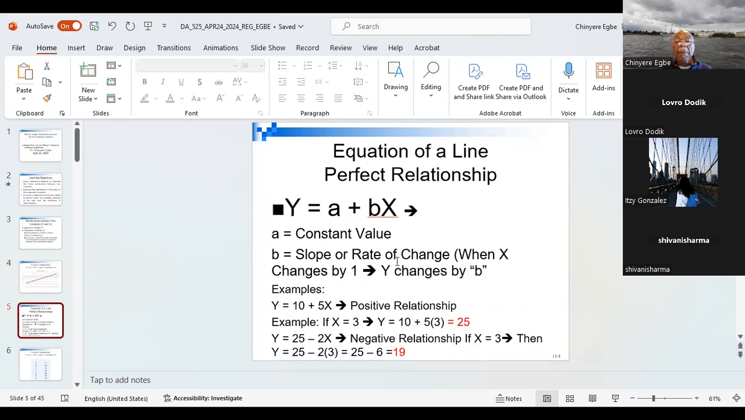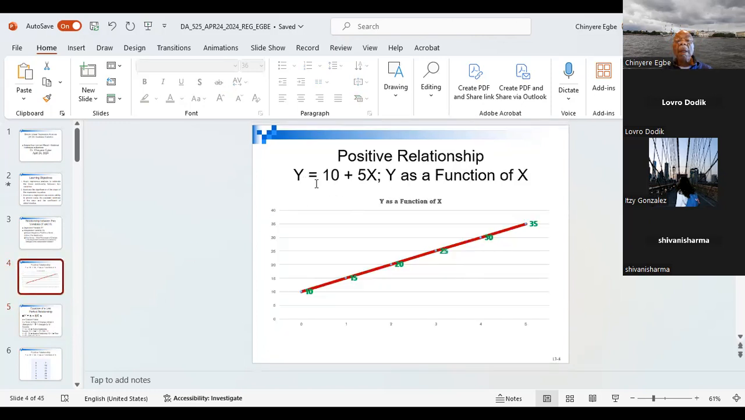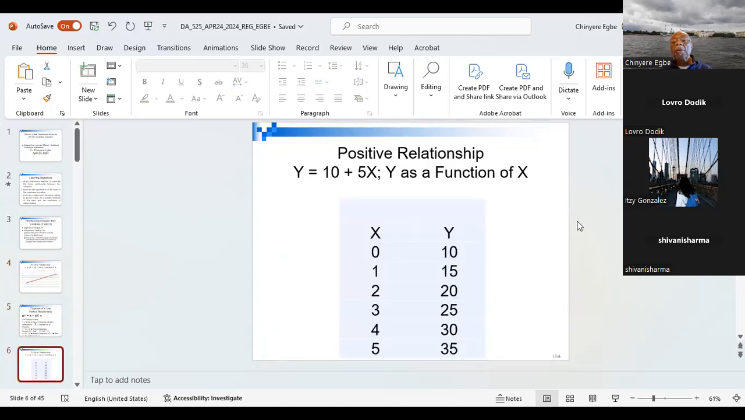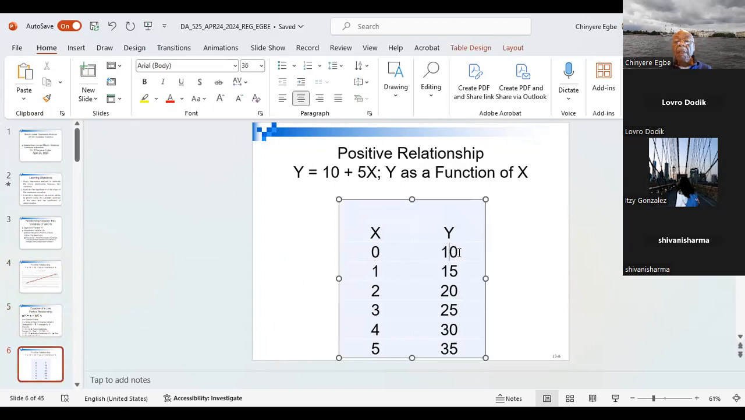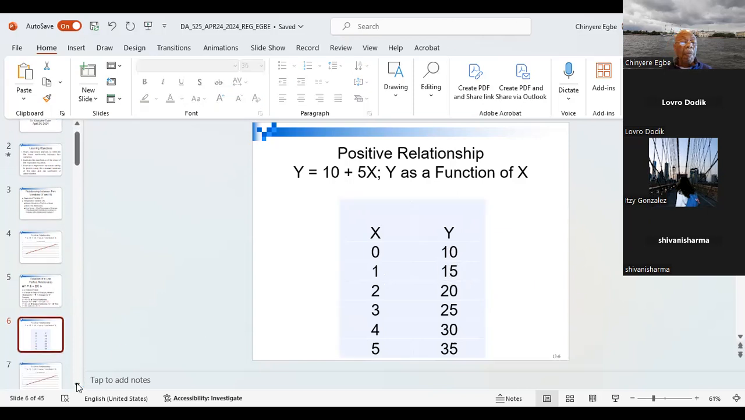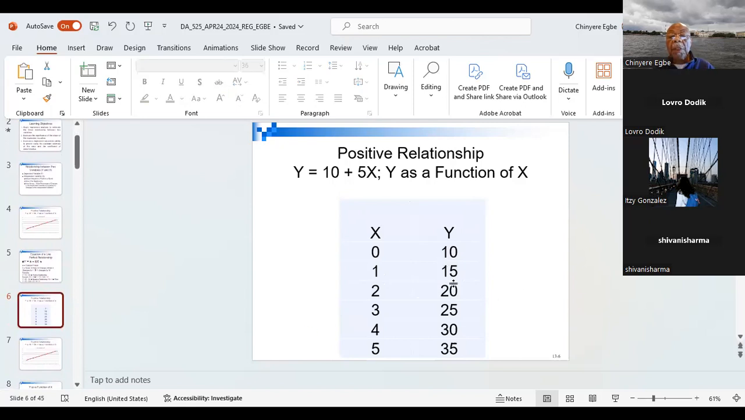I use that as an example. Y is equal to A plus BX, and we model it here. Y is equal to 10 plus 5X. And so, as you can see here, we create a table before we make a graph. When X is 0, Y is equal to 10, which is the constant. When X is 1, Y is equal to 15, and so dy dx is equal to 5, okay? So the rate of change is 5.